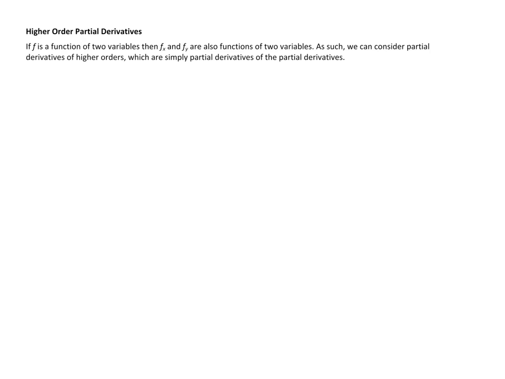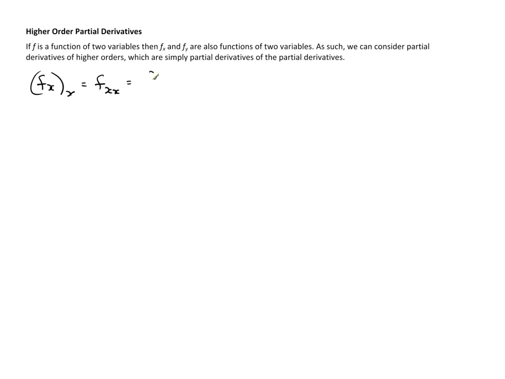We can also look at the idea of higher order partial derivatives. If f is a function of two variables, then f of x and f of y are also functions of two variables. As such, we can consider partial derivatives of higher orders, which are simply partial derivatives of the first order partial derivatives. So, as an example, if I have the partial with respect to x, I can take that again with respect to x, which is very commonly simply written as f sub xx.